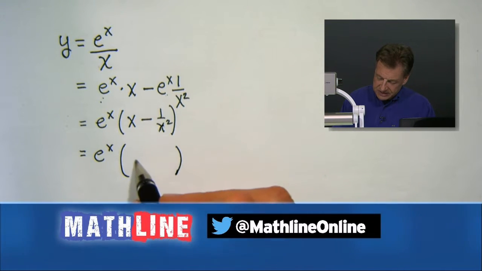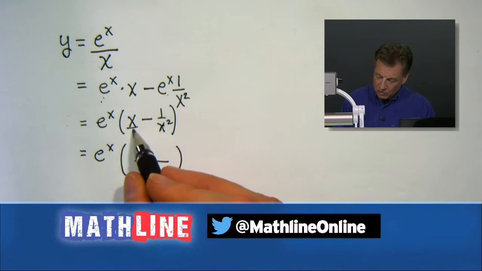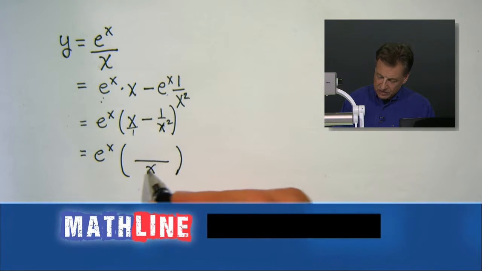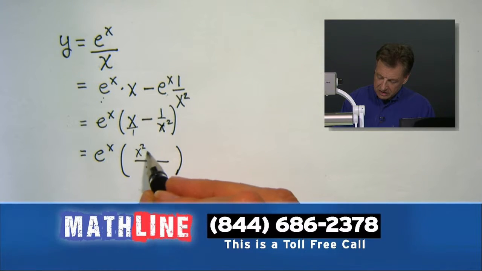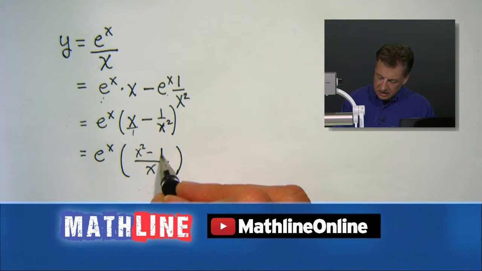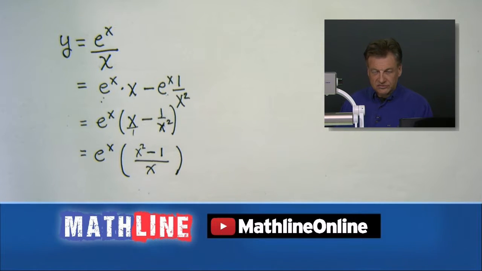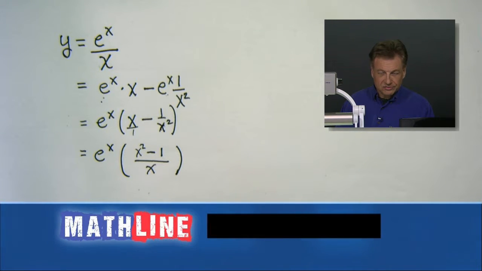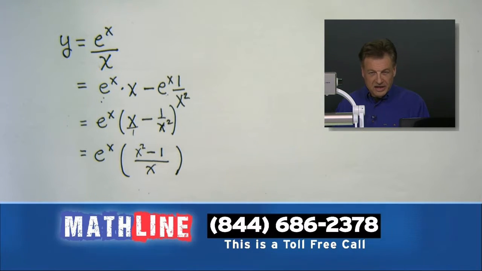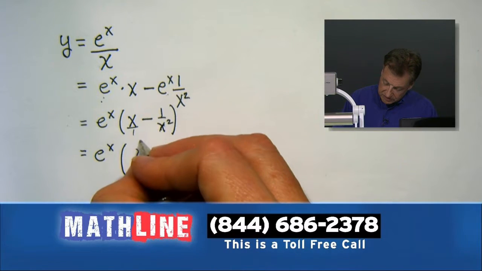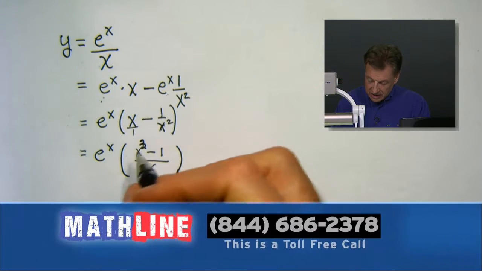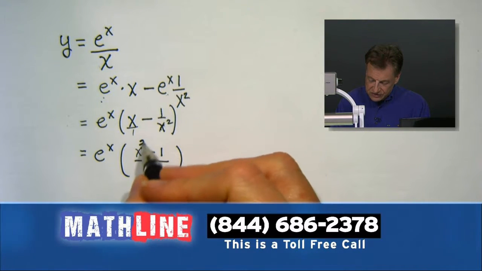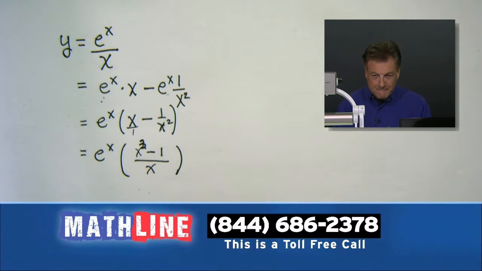But I'm looking and I'm seeing that I can put this over 1, and I've got an x squared here, and that should give me what? x squared minus 1 over x is what I'm looking at. And, no, it isn't. It's going to be x cubed, isn't it? Yes.